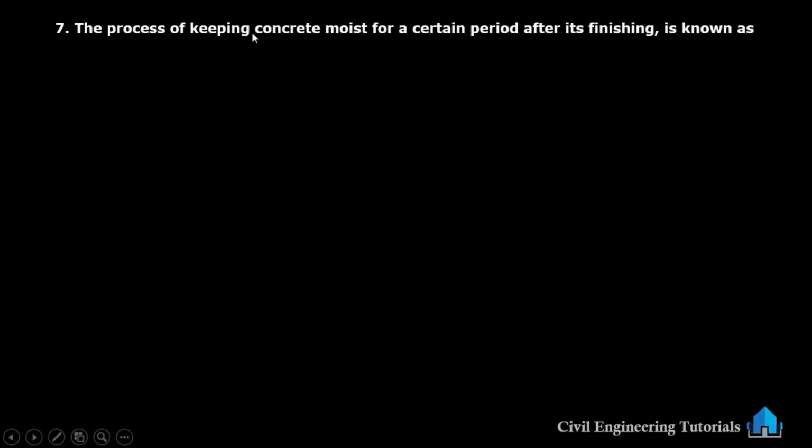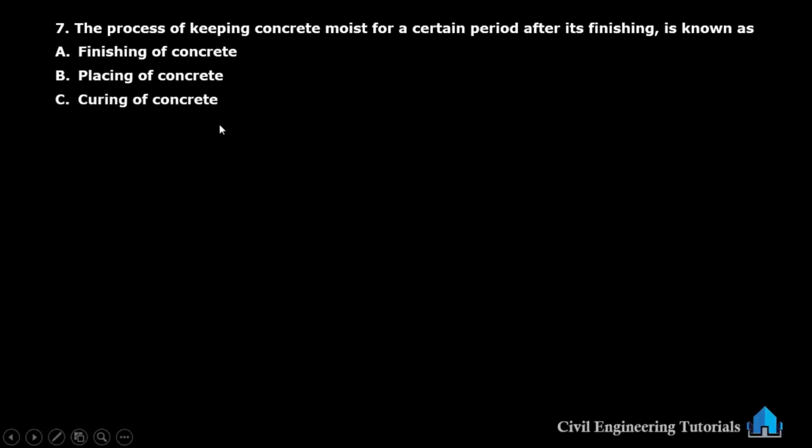Next, the process of keeping concrete moist for a certain period after its finishing is known as option A finishing of concrete, option B placing of concrete, option C curing of concrete, option D compaction of concrete. So the answer is option C curing of concrete.